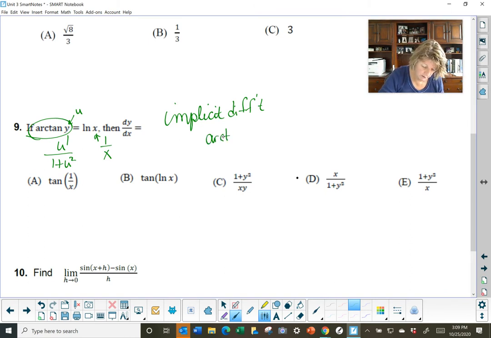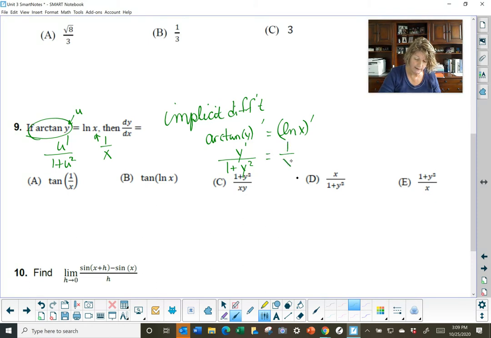All right, so we can take the derivative of both sides. What I'm going to write down is that we're going to take the derivative of each side in order to get dy dx. So the derivative of arctan of y would be the derivative of y over 1 plus y squared. That equals 1 over x. I want to solve for dy dx or y prime, different way of writing it. So I get y prime equals 1 over x multiplied up by 1 plus y squared.